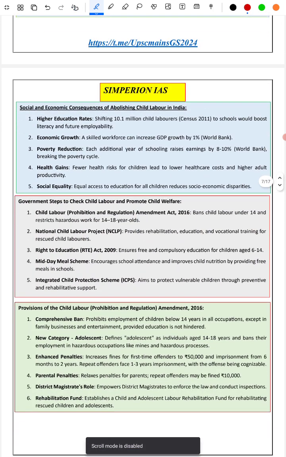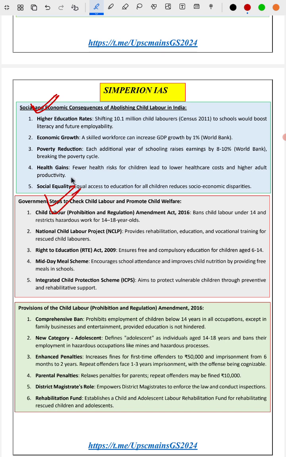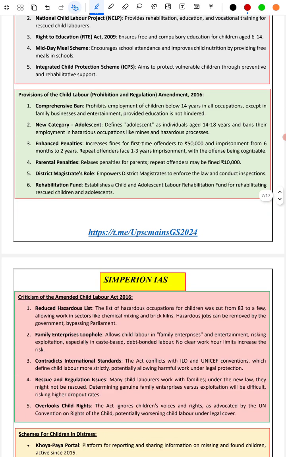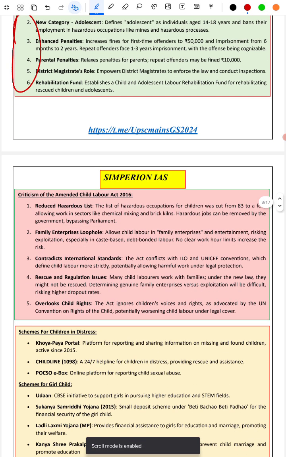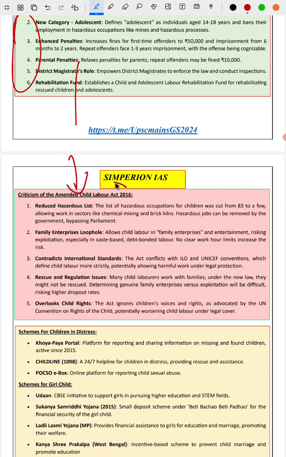Next we have covered the socio-economic consequences of abolition of child labor, and the government steps taken to regulate or abolish child labor. Next, one of the important acts, that is the Prohibition of Child Labour Amendment Act 2016. We have covered 6 important provisions. Next we have covered the criticism with respect to the 2016 Act.